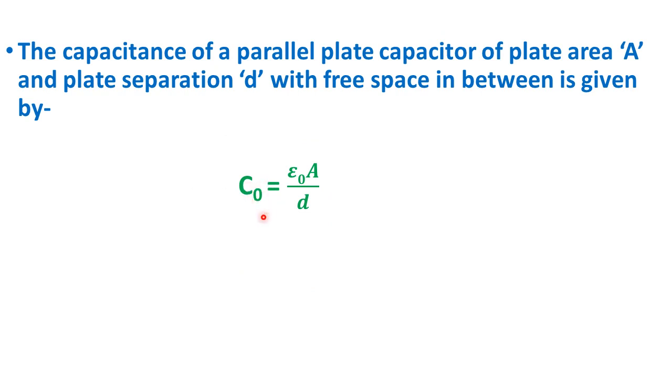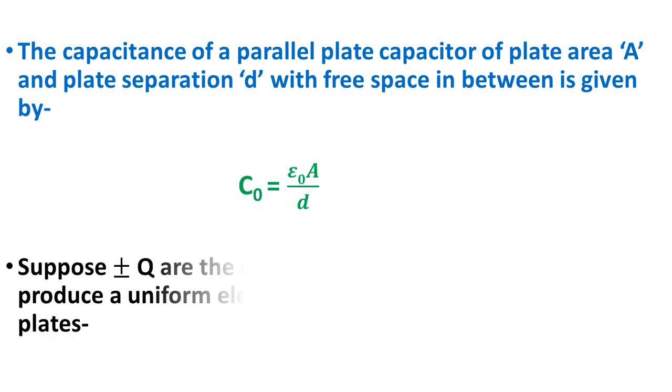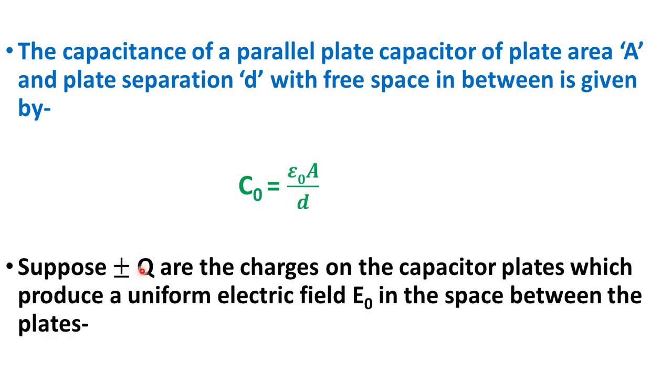C0 is the capacitance of the capacitor having free space in between its plates. Each plate has area A and the separation between the plates is D. C naught is equal to epsilon naught A by D. One plate has its charge plus Q and the other plate has its charge minus Q, and E naught is the electric field in between the plates of the capacitor.